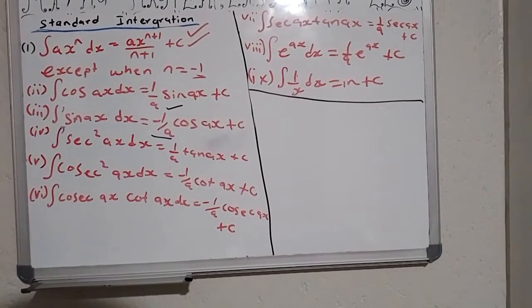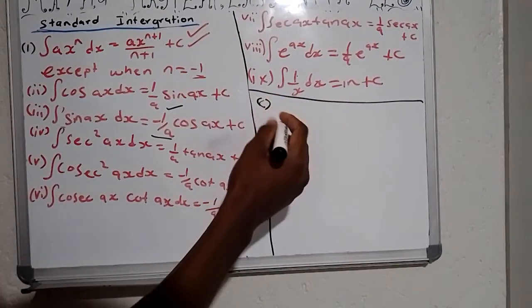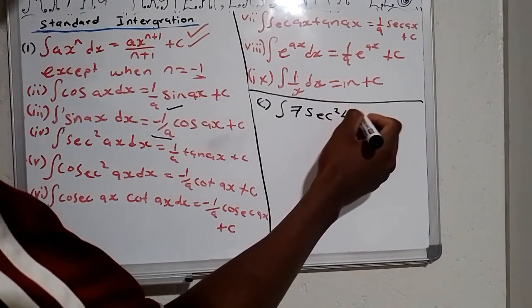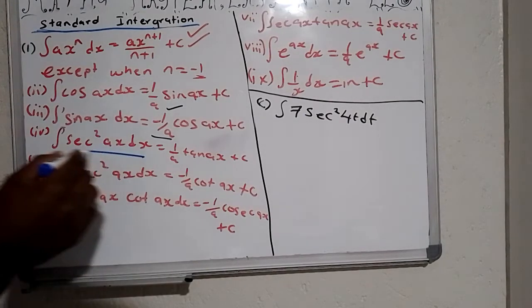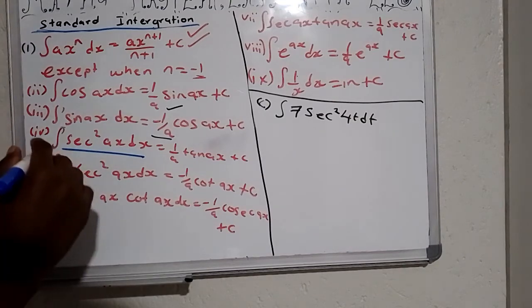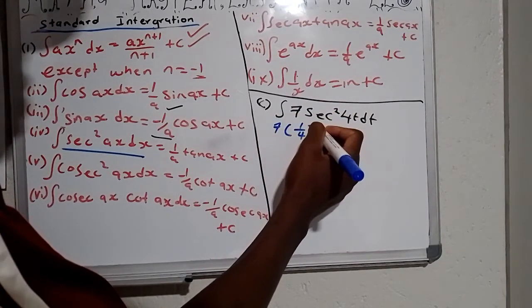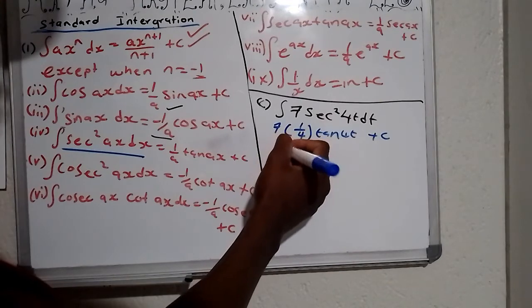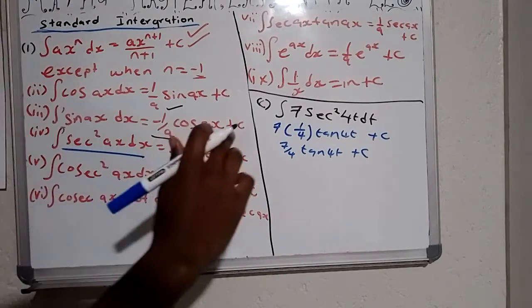Okay, now let's continue. I did A, B, I'm going to have C, which is the integral of 7 sec squared 4t dt. So how am I going to do that? I'm going to look for the one that has a sec. When integrating sec squared, I'm going to have tan ax. So in this case, I'm just going to have 7 into 1 over 4 tan of 4t plus c. Then this will give me 7 over 4 tan of 4t plus c. So that is my solution.